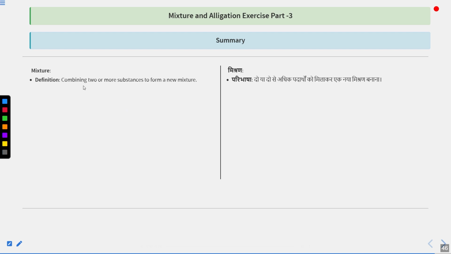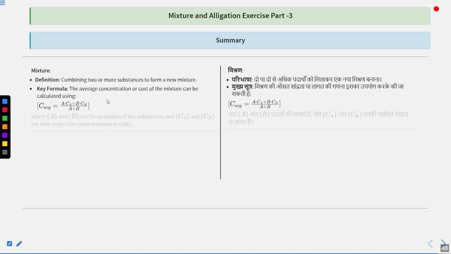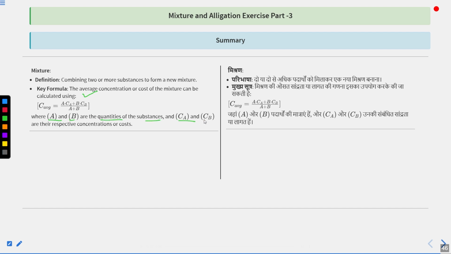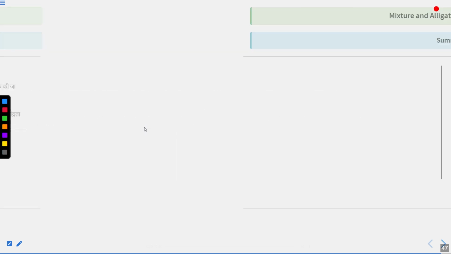Mixture: what is a mixture? Combining 2 or more substances to form a new mixture. Key formula: the average concentration or cost of a mixture can be calculated as quantity of A multiplying by the concentration of A plus quantity of B multiplying by the concentration of B, upon A plus B, where A and B are the quantities of the substances and Ca and Cb are their respective concentrations or costs.